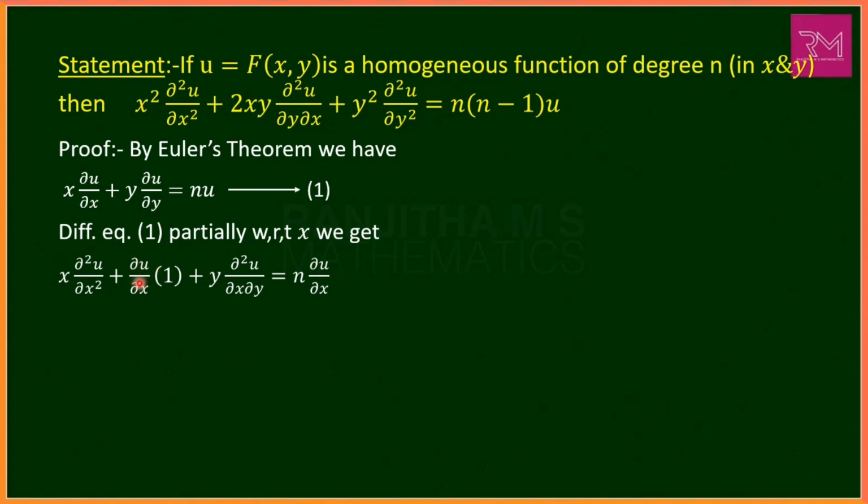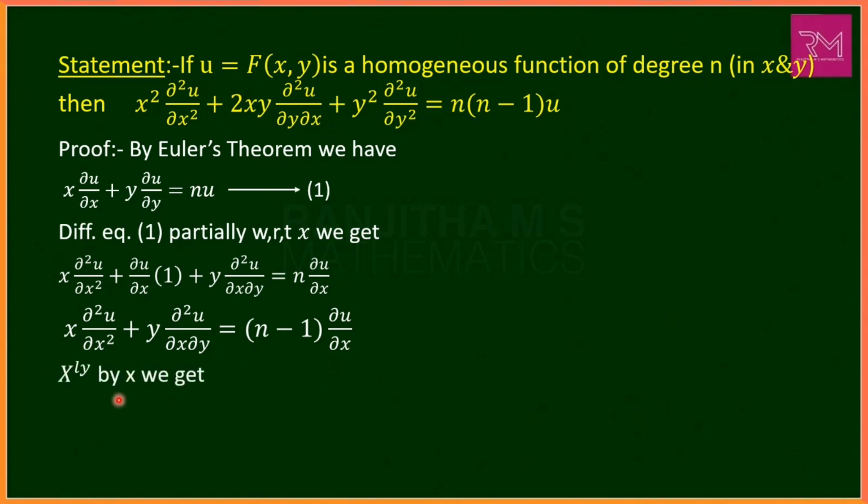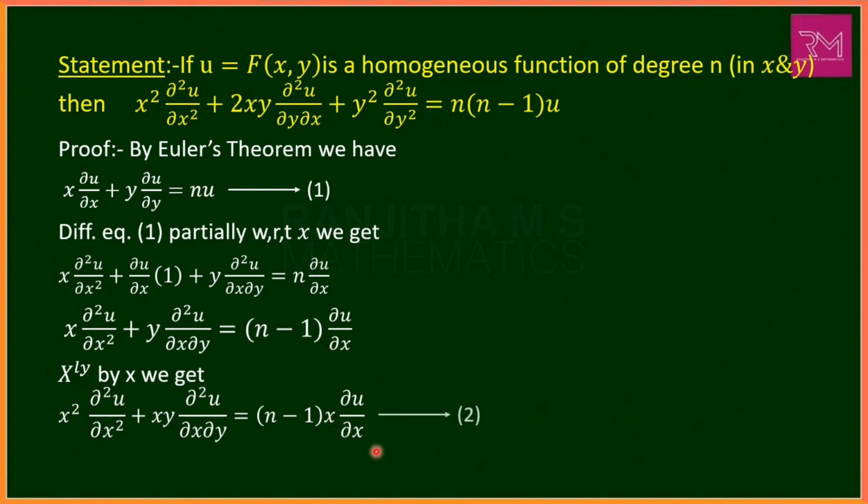Next step, here del u by del x, if we take this positive term to the right hand side, that becomes x into del square u by del x square plus y into del square u by del x into del y, which is equal to n into del u by del x minus del u by del x. If we take del u by del x as common, we get n minus 1 into del u by del x. Next step, multiply throughout the equation by x, we get x square into del square u by del x square plus x into y into del square u by del x into del y, which is equal to n minus 1 into x into del u by del x. Call this equation number 2.